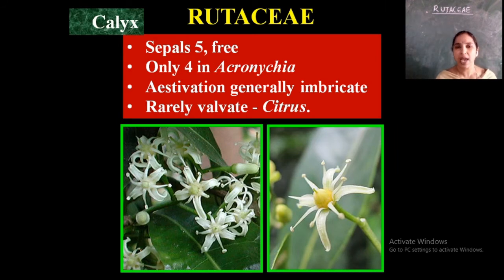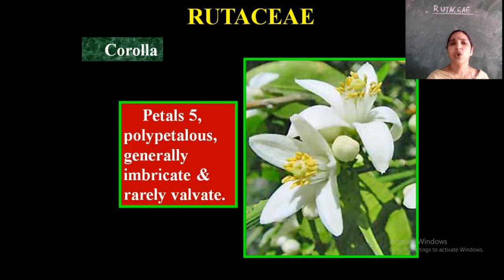Now look at the calyx. See how many sepals are there. Calyx has 5 sepals, and the sepals are all free. In one member, Acronychia, it is 4. Aestivation is generally imbricate, but rarely it is valvate. In citrus it is valvate aestivation. Typical member, 5 sepals. Corolla: see the corolla, usually white in color. Corolla is polypetalous, imbricate and rarely valvate.